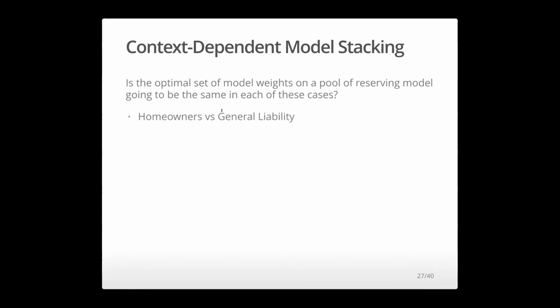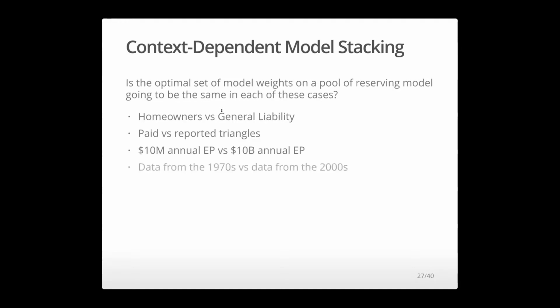Should we use the same weights for all of our models when we're looking at a homeowner's line of business versus general liability? Or if we're looking at paid triangles versus reported or incurred, however you want to call it, triangles? If you're looking at a portfolio that's only got $10 million in annual premium versus $10 billion in annual premium, what if you're looking at data from the 70s versus data from a few years ago? Or what if you're looking at a book of business that's rapidly expanding versus a book of business that is basically in runoff?